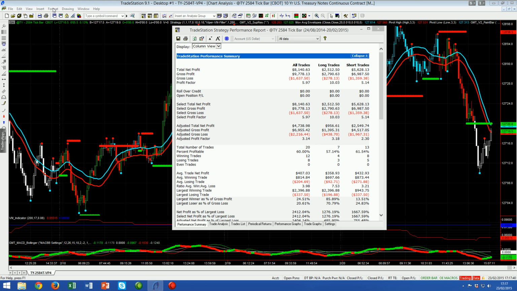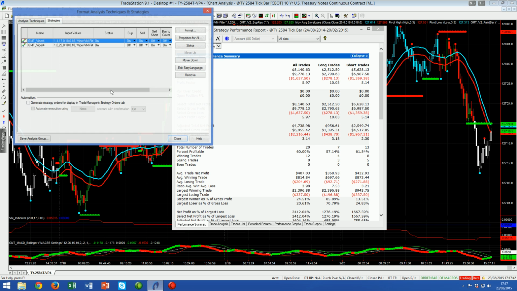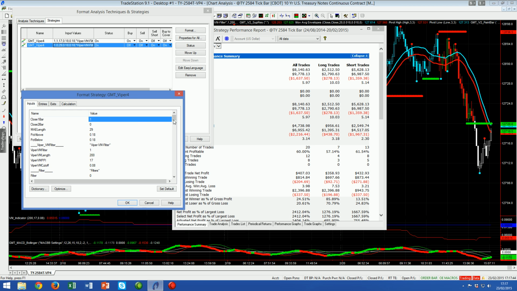So how do we do it? We need to go into Format Strategies, and what I'll do is I'll format on the short side, and what shall I do? I know, I'll optimize on the stop loss. So just to keep it simple, I'll just optimize between 10 and 20 points in increments of 1.